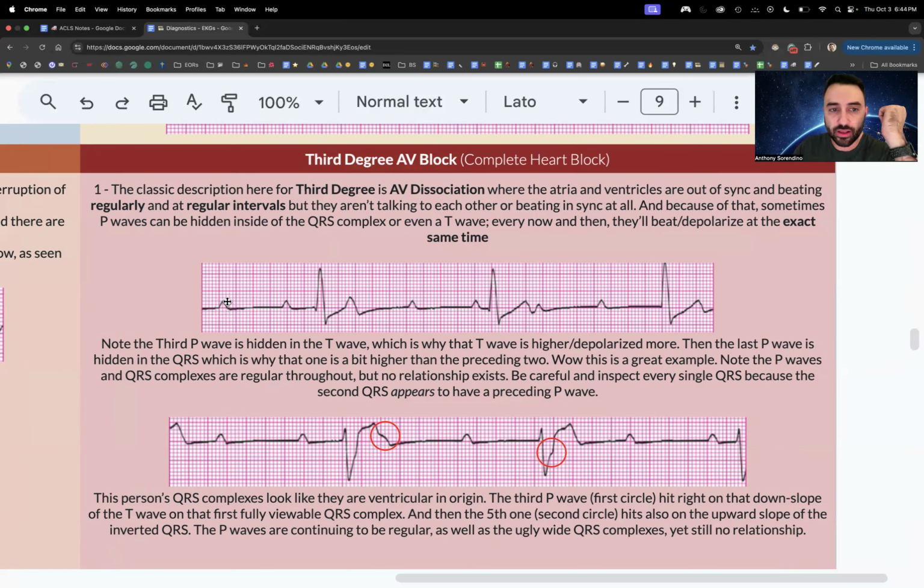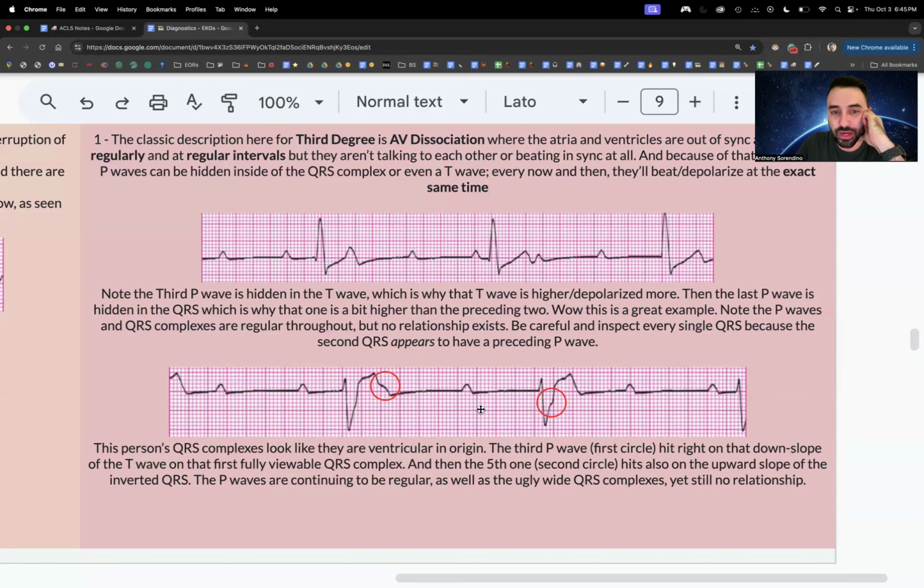If you look at this first one here, you have a P wave, you have a P wave. The next one should be around here, and it is. It's inside of this T wave, which is bringing our depolarization up above the isoelectric point. You have another P wave, another P wave. Then right after the T wave here, you have the immediate P wave. So third degree, once you get good at picking it up, becomes pretty easy. I've circled this too with the different P waves. They're showing up in weird spots in relation to the QRS and the T wave, but they're regular. So that's third degree.